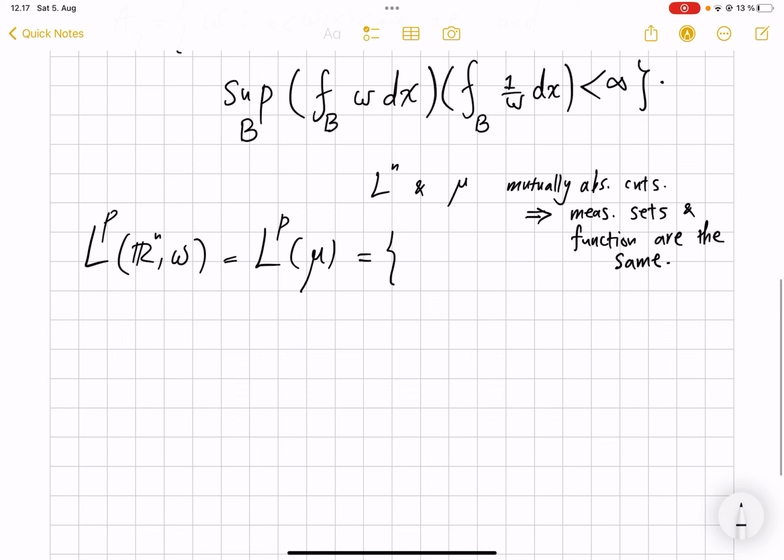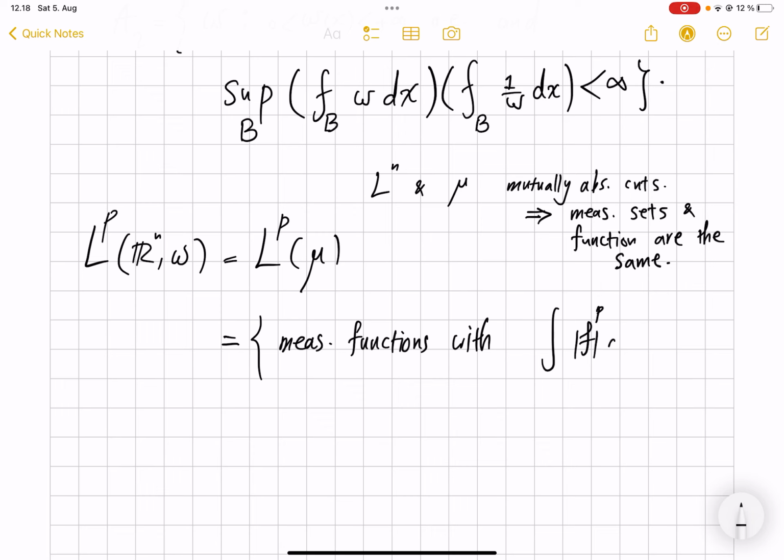So when you say a function is measurable, it is without ambiguity. Is it measurable in the sense of Lebesgue measure or this new mu measure? So it becomes the same. But anyway, so L^p of omega becomes just measurable functions with the integral of |f|^p against this d mu finite.